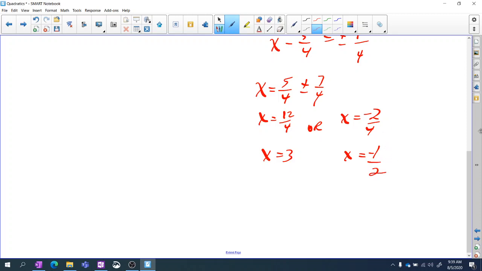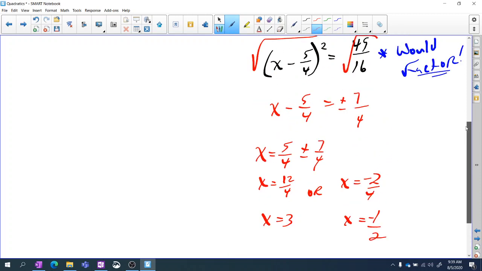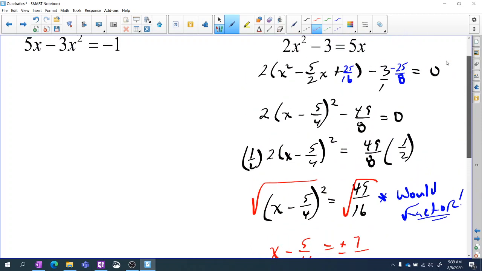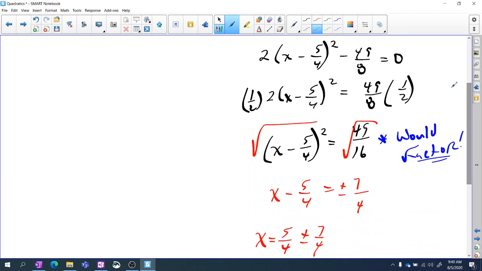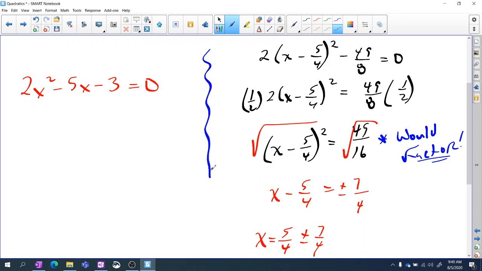So let's go back and look at the original question. The original question, once we got it set equal to 0, was 2x squared minus 5x minus 3 equals 0. I'm just going to jot that down here. 2x squared minus 5x, take away 3 equals 0. So we would hope that our good quality pre-calc students would look here, and before they ever get into this, not because we can't do this, but because there's a saying, work smart, not hard.